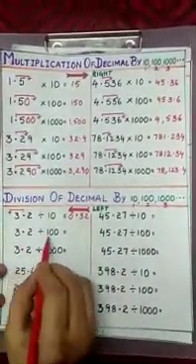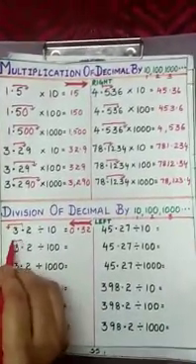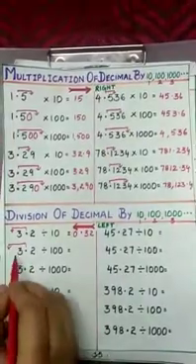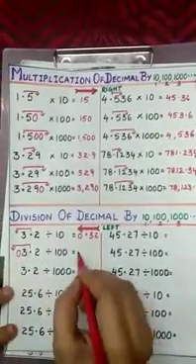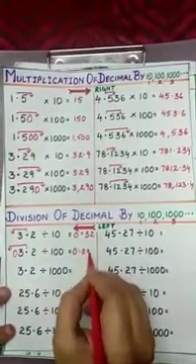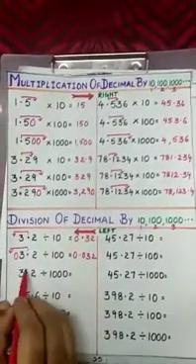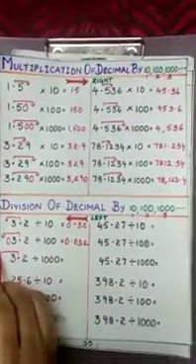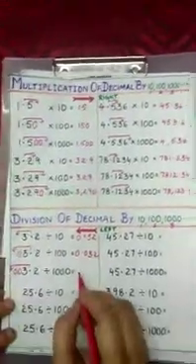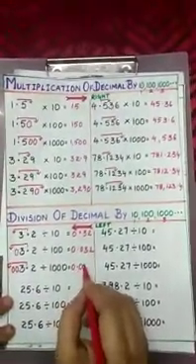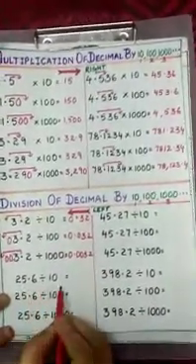Next, 3.2 divided by 100. So you have to shift the decimal towards the left before 2 places. We have only one place here. So insert one 0. Then the answer is 0.032. Now the same number, if you divide by 1000, you have to shift before 3 places. But we have only one place. So insert 2 zeros. Then the answer is 0.0032.